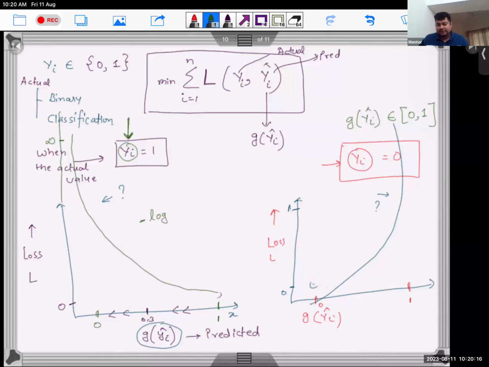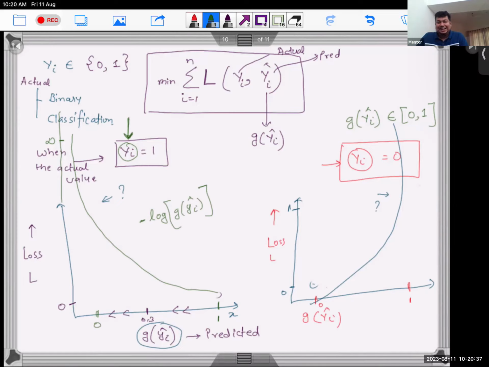And what is my x? G of y I hat. Reflection about the x-axis. Do you realize that now? It's like the mirror opposite of the one on the top. So do you realize I can use this function? Log is differentiable, right? And you can see this function is very nicely convex. 1 by x is also convex, but it's not defined for negative numbers.